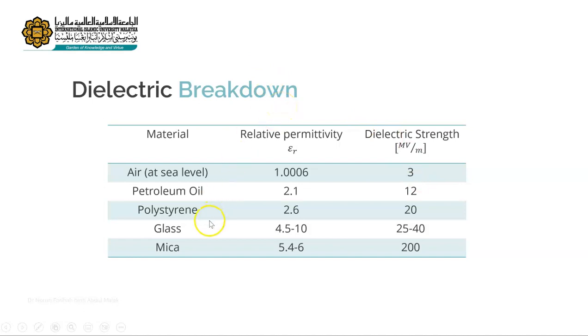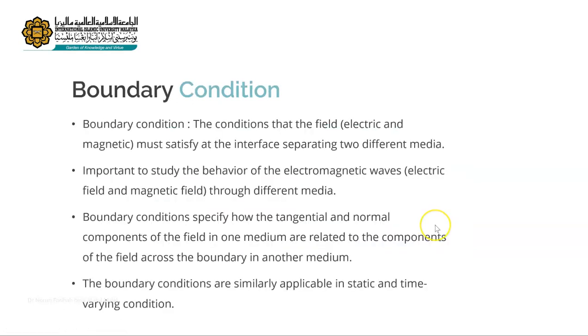So for example, if you're using a dielectric of glass, the relative permittivity is 4.5 up until 10, depending on the glass that you have chosen. The dielectric strength for glasses is typically between 25 to 40. So when you use glass as your dielectric, make sure that it doesn't go beyond the dielectric strength, in order to prevent dielectric breakdown.